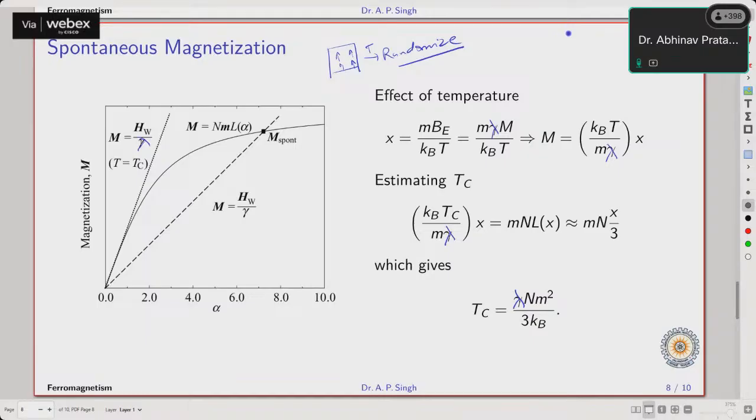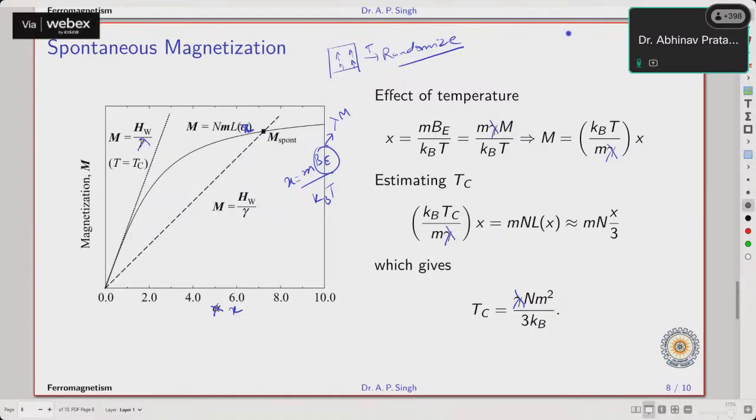To do that, remember what was the value of x? The value of x was equal to m times magnetic field, which in this case is B_E over kT. Now I can substitute this value of B_E as lambda times magnetization. That is exactly what I've done over here. So from here you get this value of magnetization: k_B T over m lambda times x. By the way, here even though alpha is used, this should have been x. So x is the same as alpha.